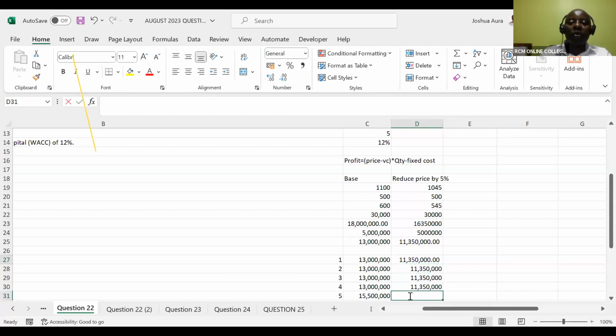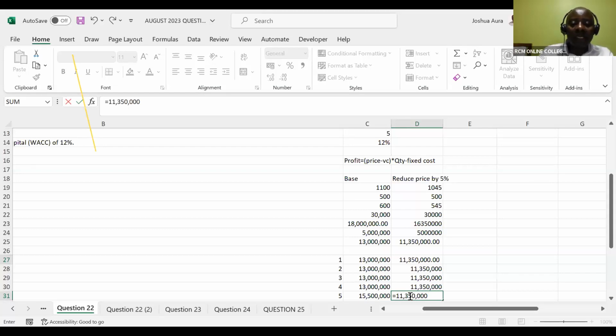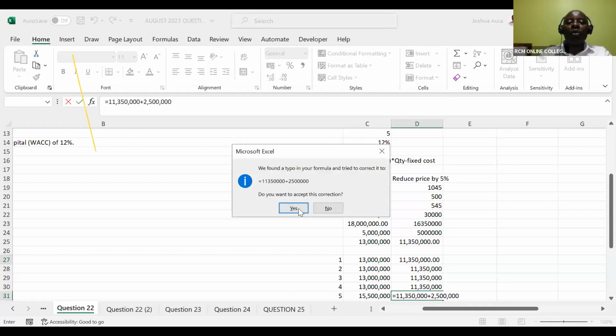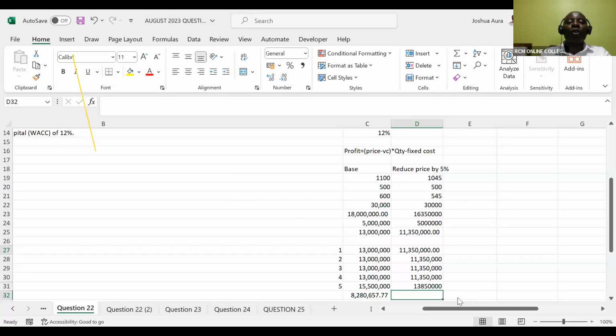On the last year, I must say equals. I'm going to enjoy this 11,350,000. But remember, there is a scrap value, so plus 2.5 million actually, like that. Great, like that. Typo, say correct for you. So it gives me this, and this, and this, and that.